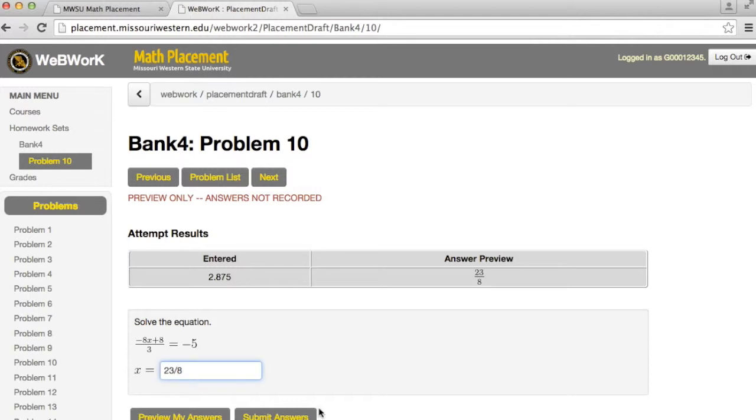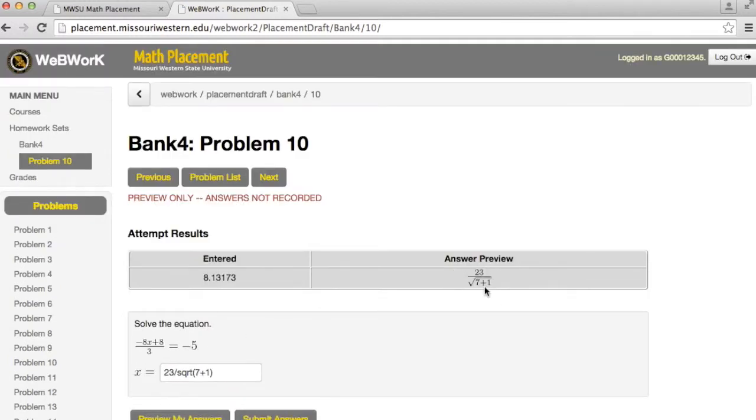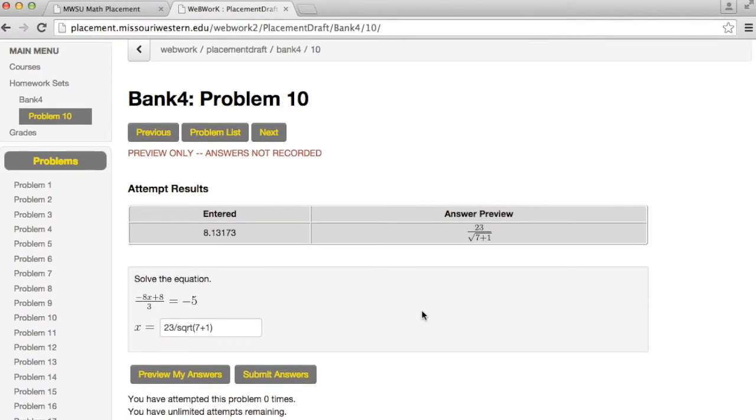I can also have 7 plus 1 on the bottom. And you can see that the answer still is the same, 23 divided by 7 plus 1. So the order of operations occurs in the computer. So if I was to do square root of 7 plus 1, you can see that I would have this answer. And that's really all you need to do with syntax on the placement exam.